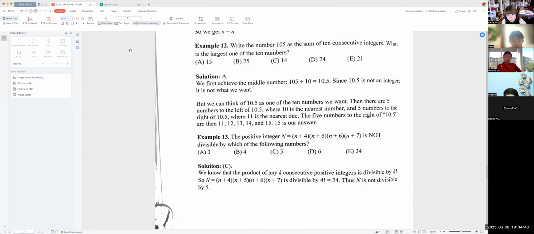Okay, write the number 105 as a sum of 10 consecutive integers. What is the largest one of the 10 numbers? Let's do this.